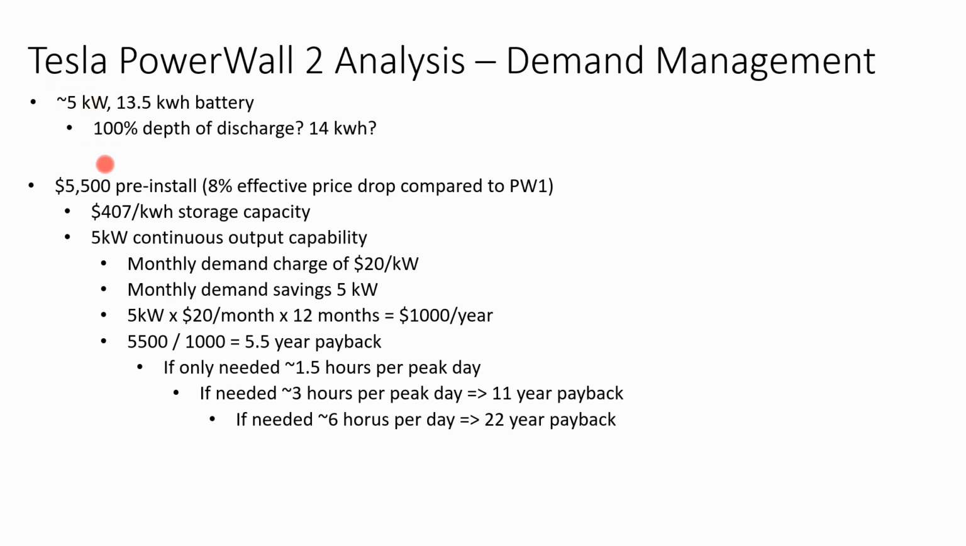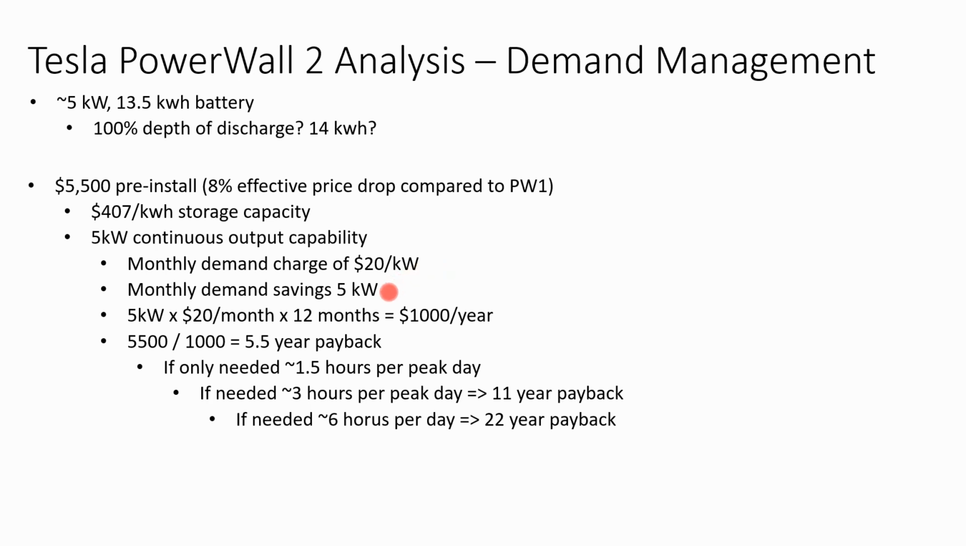So you look at its $5,500 installed cost, and it's $407 per kilowatt hour of storage, and it's 5 kilowatt continuous output capacity. Let's say I have a demand charge of $20 a kilowatt, which is what my demand charge is out in the countryside here in Mississippi. It's about the high end of demand charges, but it's not hard to find. That graph we looked at yesterday, you can find these $20 kilowatt demand charges throughout the country.